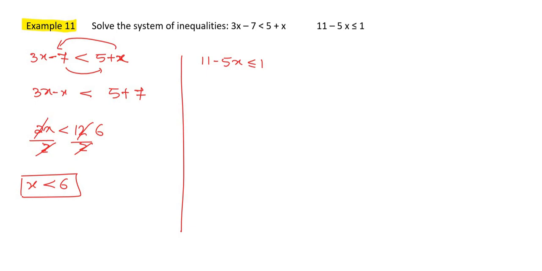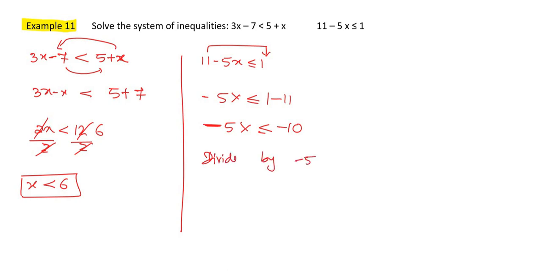Let me keep 5x here itself, 11 on that side. So minus 5x is less than 1 minus 11. So minus 5x is less than minus 10. Correct? Now I want to get rid of minus 5. So what should I do? I should divide by minus 5 on both sides. And remember, whenever we divide by a negative number, it's a rule, the inequality changes. So minus 5x by minus 5 I am doing.